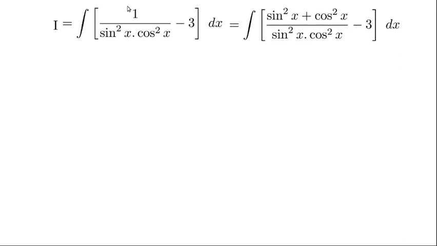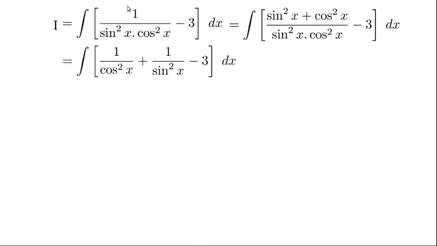So now when we separately divide, we get 1 upon cos square x and 1 upon sin square x, which are nothing but sec square x and cosec square x, which are integrable. Ultimately, what we are trying to do in all the problems of integration is reduce the problem to such an extent that we can make use of the formulas we have derived so far. So it becomes integration of sec square x plus cosec square x minus 3 dx.